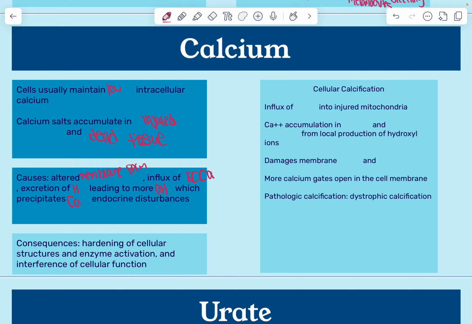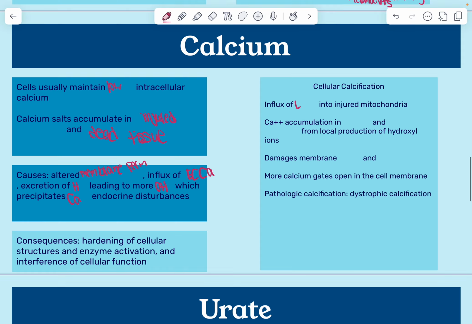and interference of cellular function. So when cellular calcification occurs, there's going to be an influx of extracellular calcium into the injured mitochondria, and this accumulation is going to mainly occur in our alveoli and our nephrons. And it's going to damage membrane proteins and ATP. And as more calcium gates open into the cell membrane, this is called the calcium cascade, so it pretty much just allows calcium to come inside of the cell.